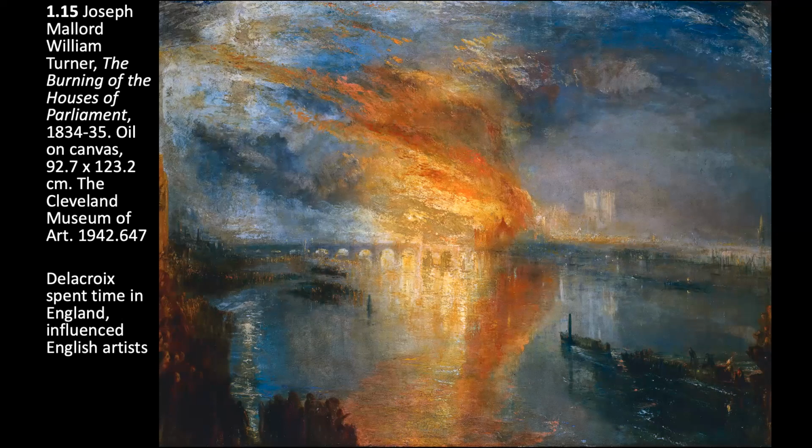So when I bring this painting up, I'll usually ask the class, what do you see first? And they'll say, this right in the middle. Besides it being in the middle, these bright orange, red and yellow colors tell you something. So Delacroix spent a lot of time in England. He was a French artist, as his name suggests, and he influenced English artists like J.M.W. Turner, who made this painting.